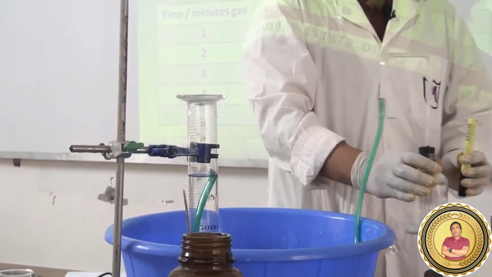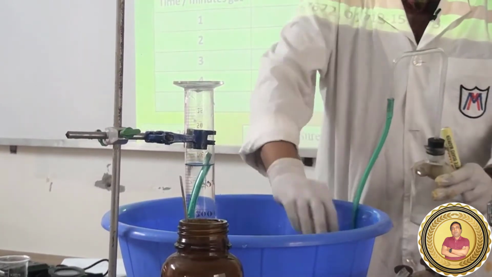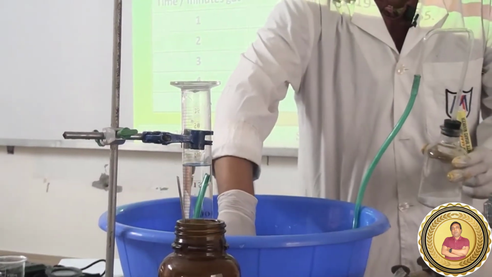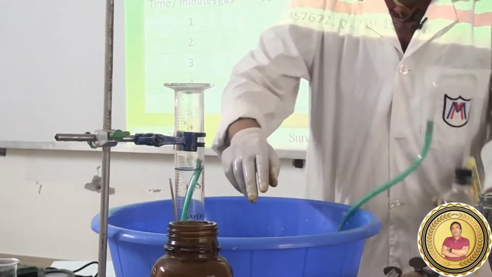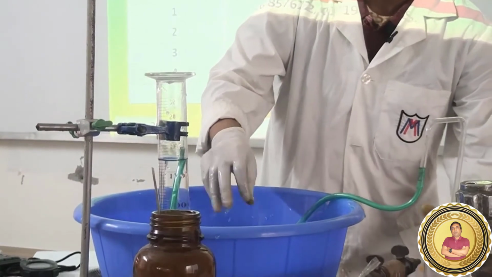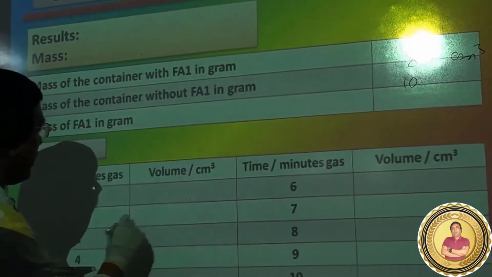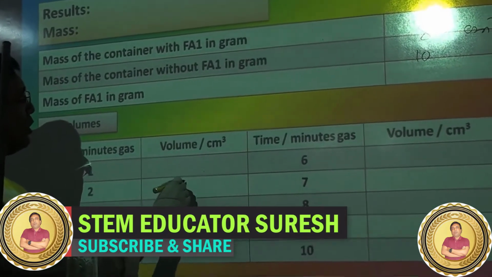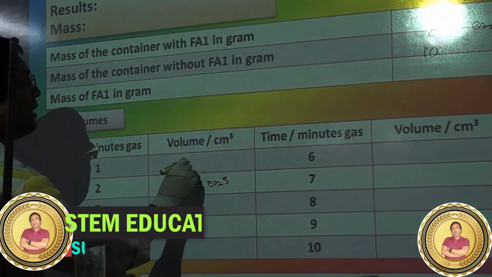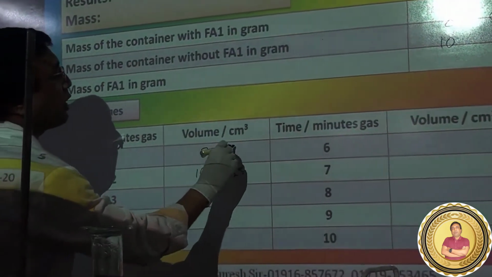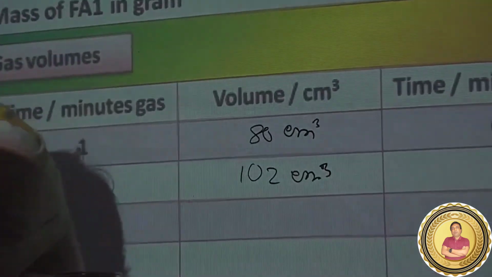At 1 minute we got the reading of 80 cubic centimeter, and now we are getting the volume of this. The volume is gradually increasing, and by 2 minutes, look at this, the time is 2 minutes, and we are getting the reading here of 102 cubic centimeter, and previously we got 80 cubic centimeter after 1 minute. Okay, so that is the reading.